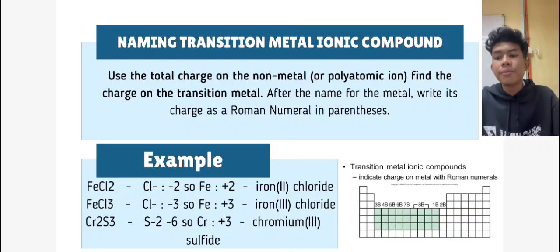Now, if the metal has multiple oxidation states, we need to indicate its charge using Roman numerals. For example, FeCl2 is iron(II) chloride, while FeCl3 is iron(III) chloride, and Cr2S3 is chromium(III) sulfide.